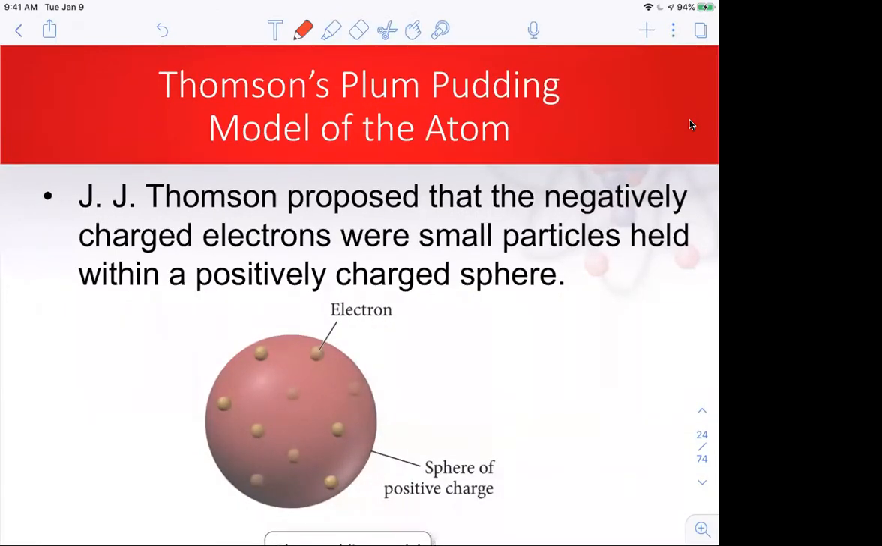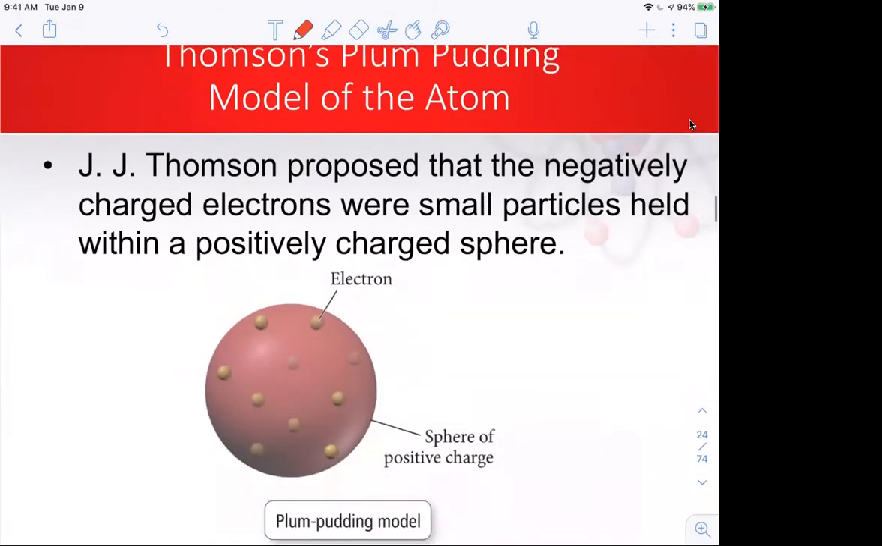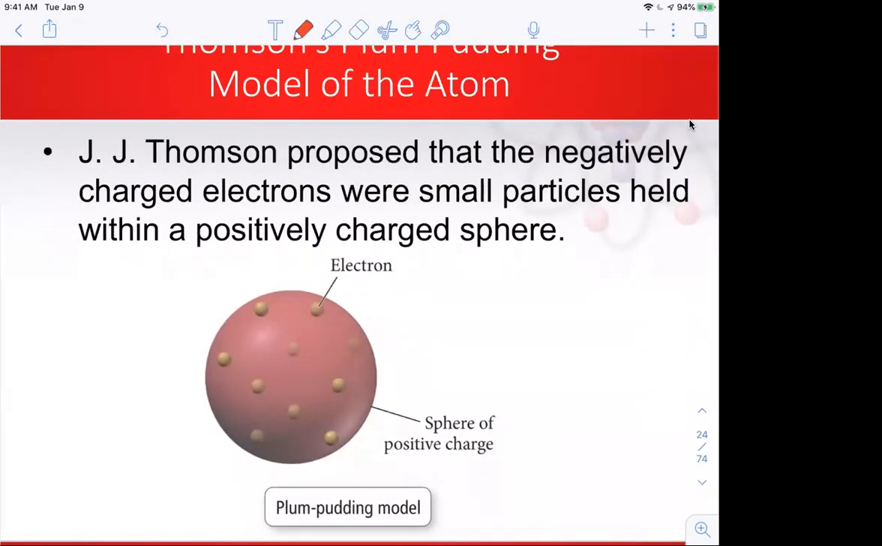Now I have another model to consider, which is Thomson's plum pudding model. J.J. Thomson proposed that the negatively charged electrons were small particles held within a positively charged sphere. So this is called the plum pudding model. Here I have this diffuse sphere of positive charge, and I have these electrons suspended in this system. This was Thomson's early idea of what an atom looked like.